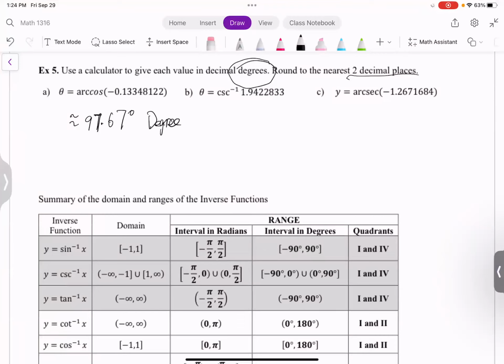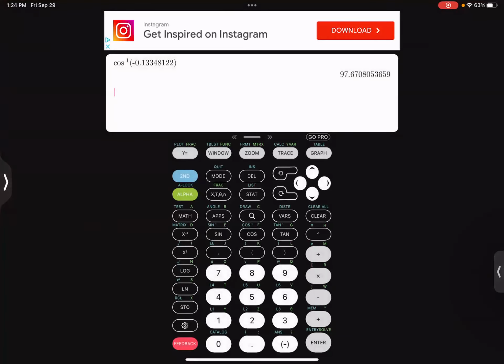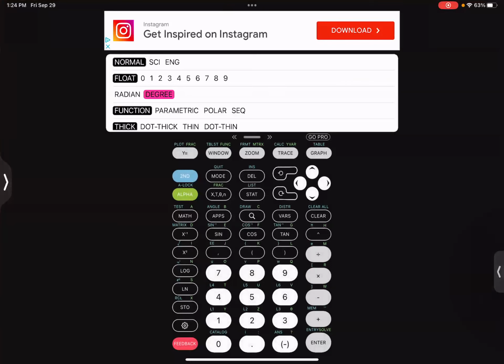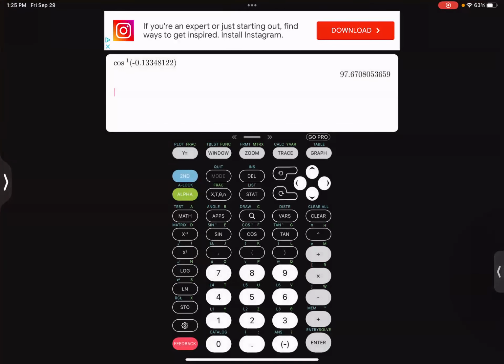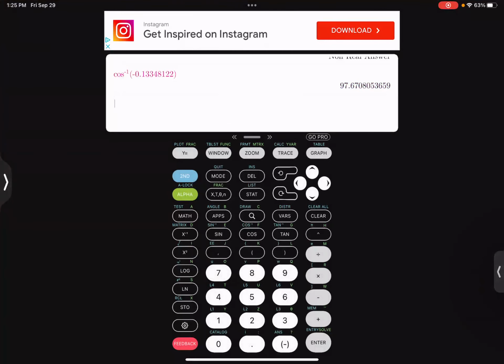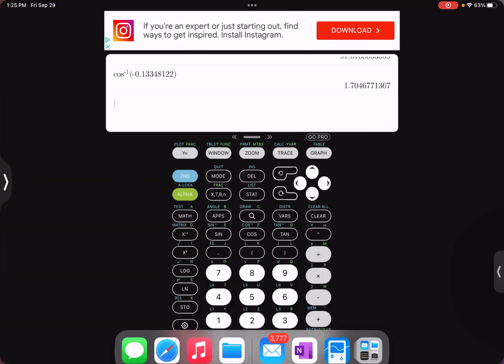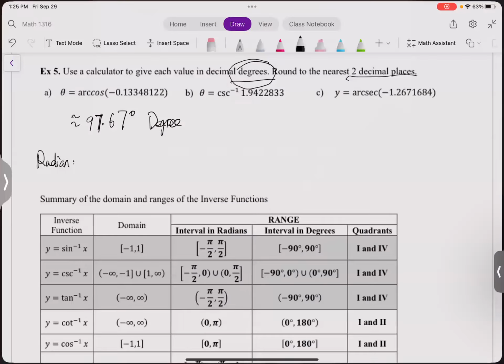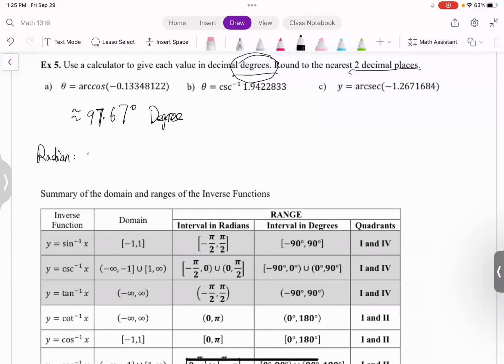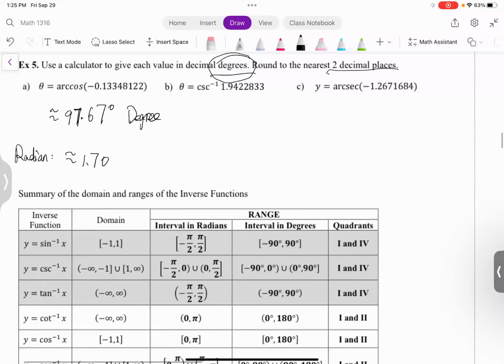But sometimes the question says I'm looking for the radian mode, and what should I do? I need to convert my mode to radian. So highlight the radian, hit enter. And then we quit. We highlight this one, and then hit enter, hit it again. So this is the angle in the radian mode. If I keep 2 decimal places, in radian mode I'm having 1.70. Okay, let's see the next one.